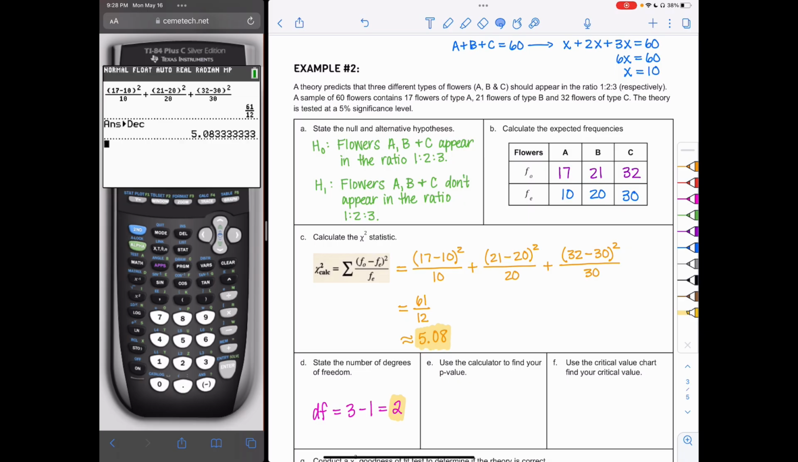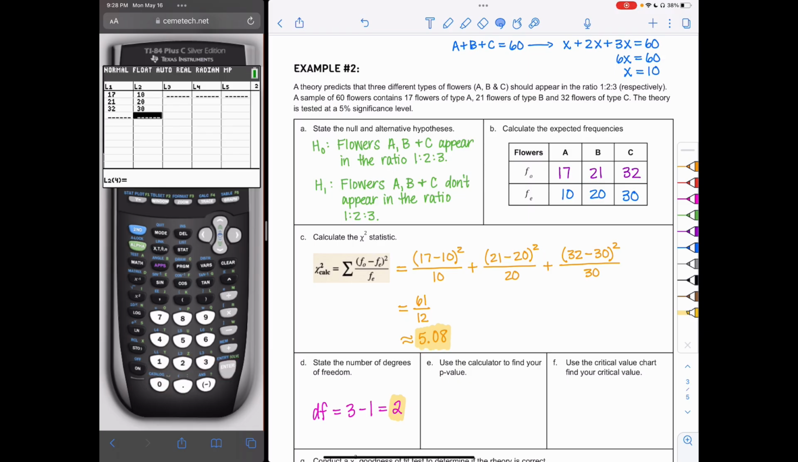Next, I want to use the calculator to find the p-value. So I'm going to do that by going to Stat, Edit, and I'm going to put my data in. And I'm going to clear out any existing data in there. So I'm going to have 17, 21, 32. And then for my expected frequencies, I'm going to have 10, 20, and then 30.